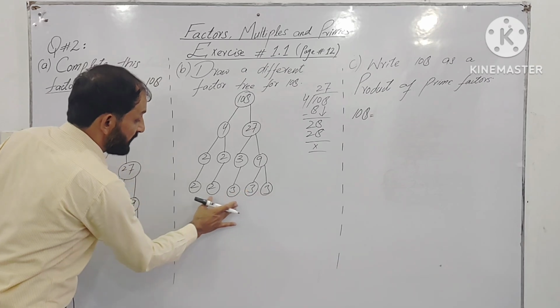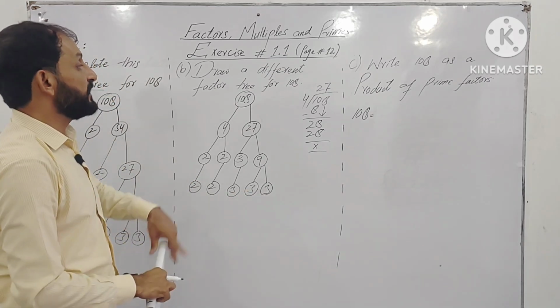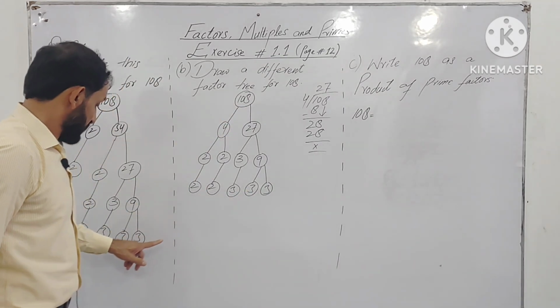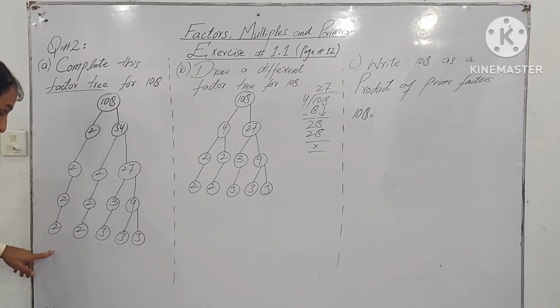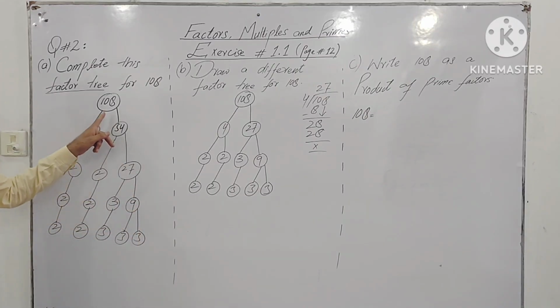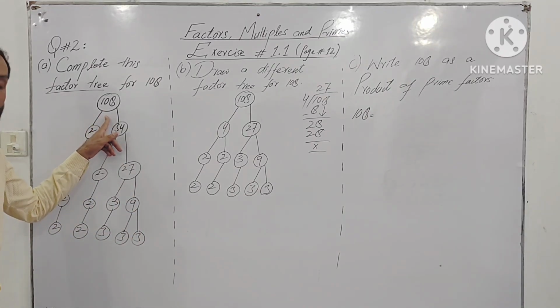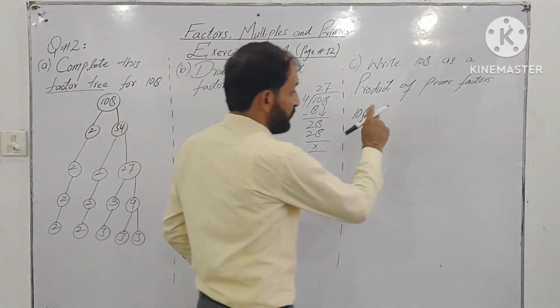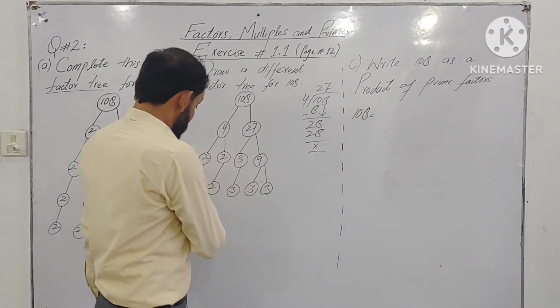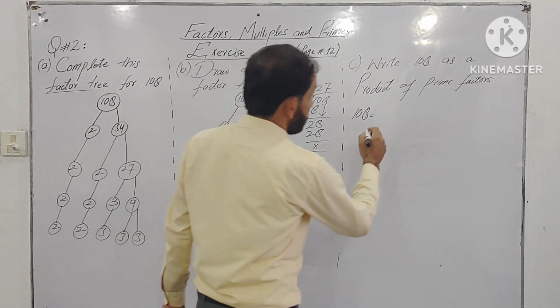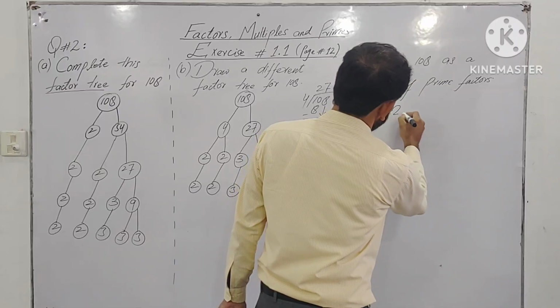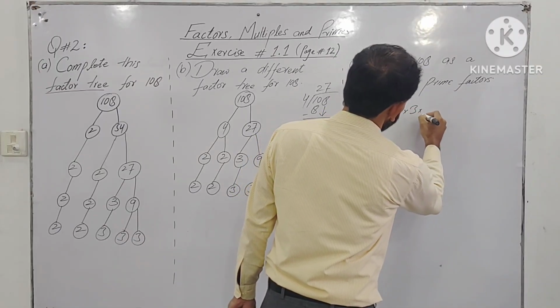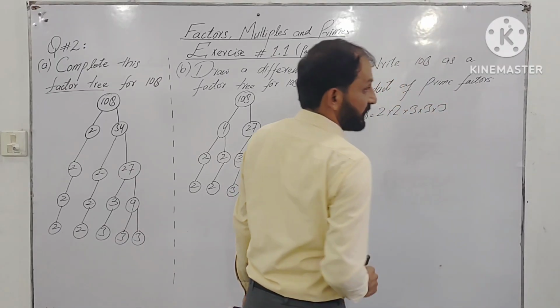If we multiply all of these, the answer will be 108. These are all the prime factors, and when we multiply them, the final answer is 108. It means the product of prime factors is 2, 2, 3, 3, 3: 2 multiplied by 2, multiplied by 3, multiplied by 3 and multiplied by 3.